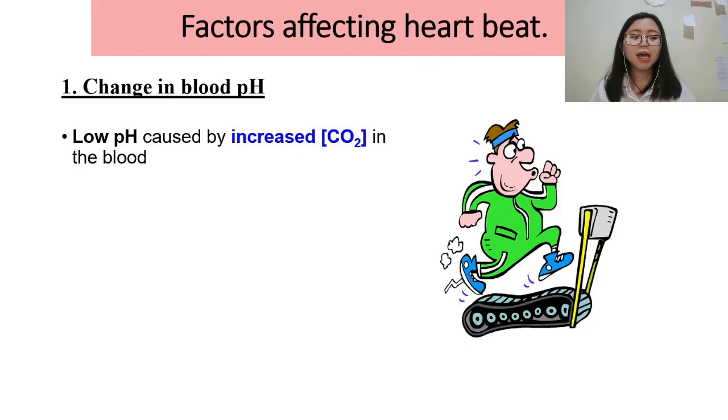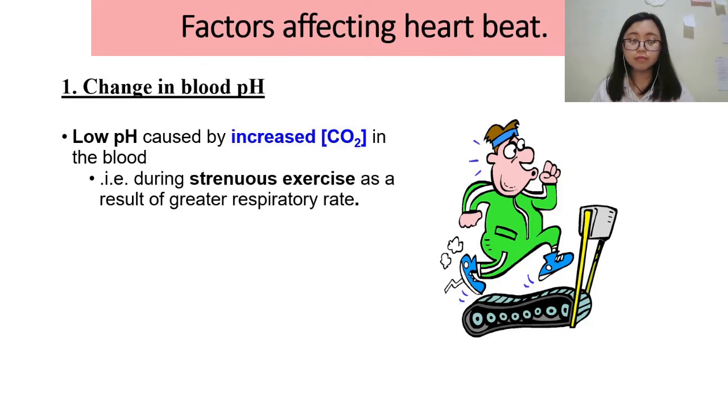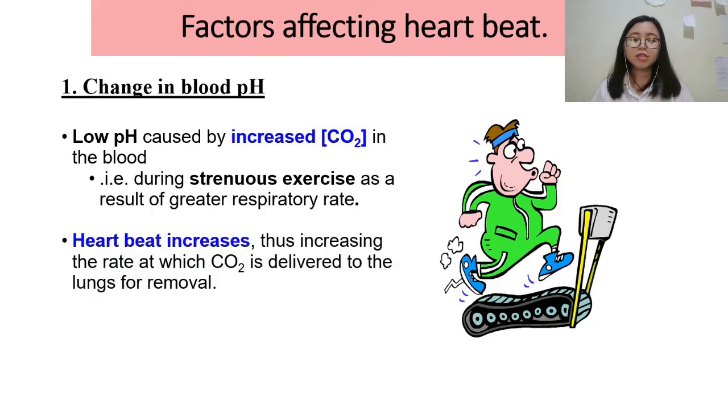It's because low pH is caused by increased concentration of carbon dioxide in the blood, such as during strenuous exercise, as a result of greater respiratory rate. So the heartbeat will increase, thus increasing the rate at which carbon dioxide is delivered to the lungs for removal. Denyutan jantung kita akan dipercepatkan supaya jantung kita dapat hantar carbon dioxide kepada paru-paru. After some time, the carbon dioxide is removed and the pH will become higher.